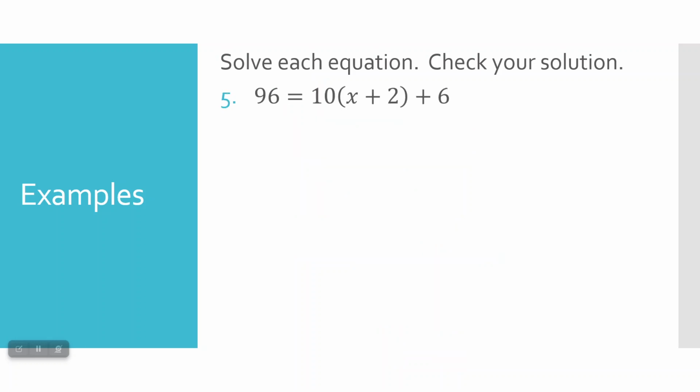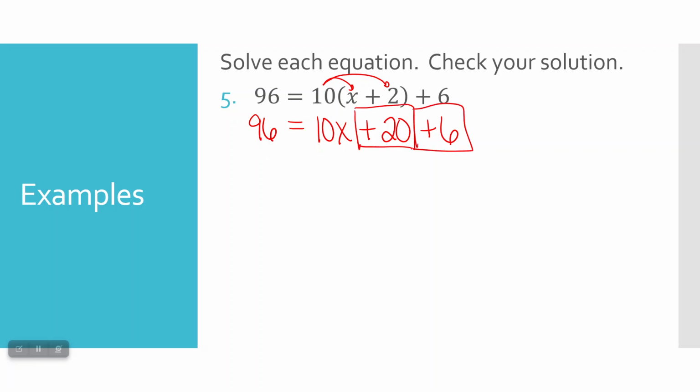In example 5, we have 96 equals 10 times the quantity of x plus 2 plus 6. So this time our variable and the distributive property are over on the right-hand side. Some of you like to rewrite it to put all of that on the left-hand side. I'm just going to go ahead and work on the right. So we're going to distribute that 10 through first. We're going to bring down the 96 and the equals sign. And we get 10x plus 20. And we're going to bring down the plus 6.